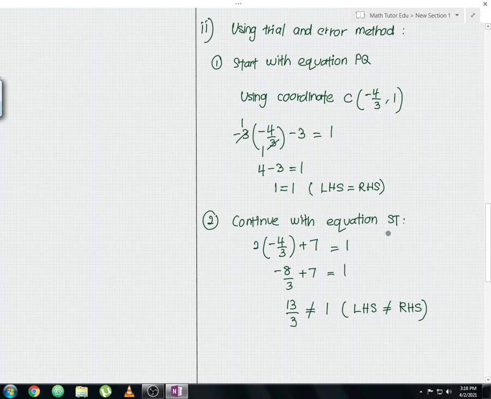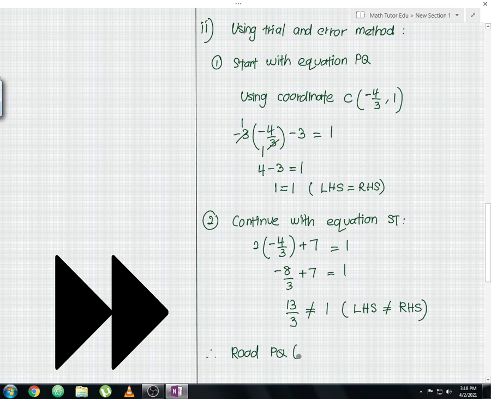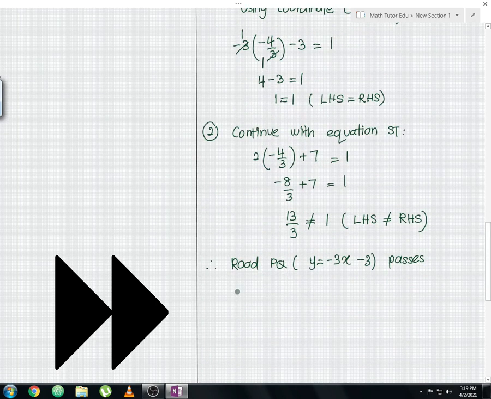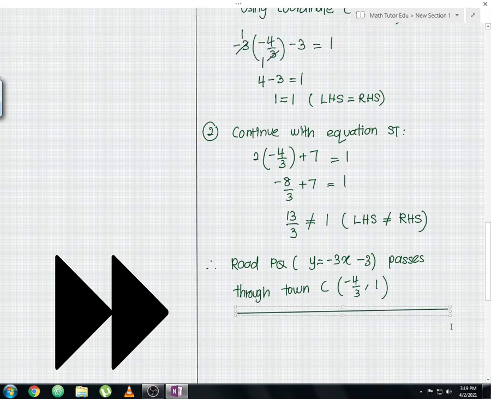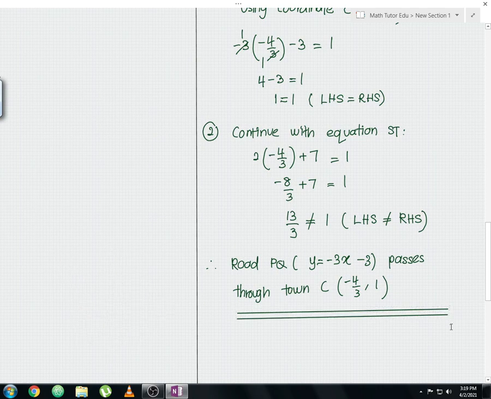So according to this comparison between equation PQ and equation ST, we can make the conclusion that road PQ passes through town C with the coordinate C negative 4 over 3, 1. Okay, so that is all for the step-by-step working and solution for this question.